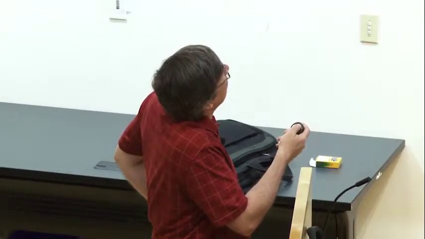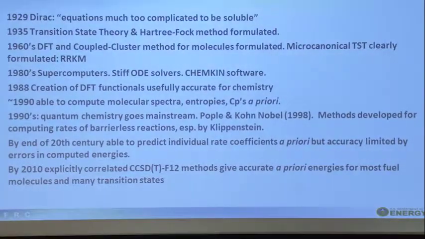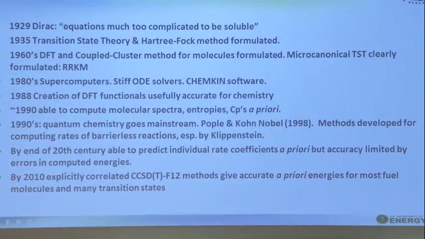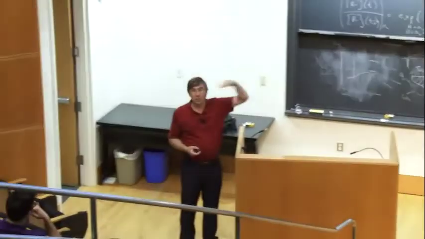And so people then realized in the 1990s, you can compute the spectroscopy, you can compute the entropies, you can compute the heat capacities all a priori. So this is a pretty big advance too. Before that, you spent a lot of time doing calorimetry experiments. It was very, very tedious to get good thermochemistry, but now all of a sudden, a lot of it you can just get pretty quickly.